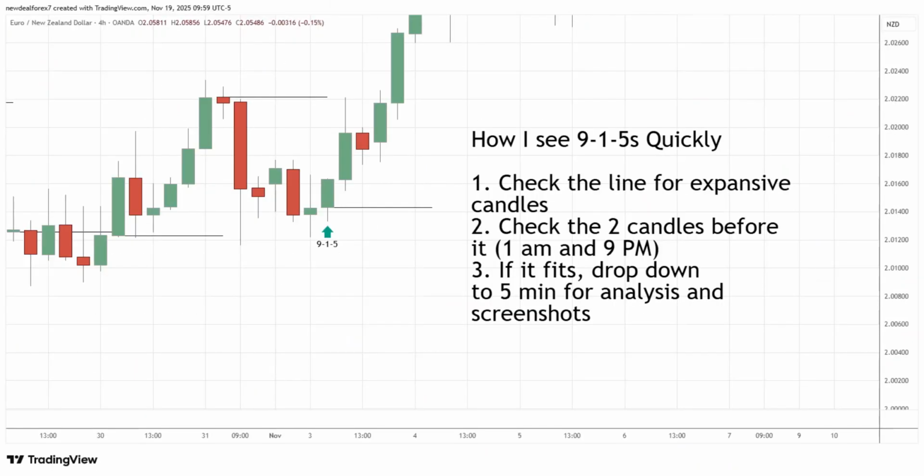Okay, there we go. So right here, here's one. This black line means this is 5 a.m. open price and it's expansion to the upside. Then I just check the 2 candles that preceded it. 1 a.m., 9 p.m. See how you got the range, price pokes below it. This is a doji, and then it expands to the upside. That's it. Very simple. And then if it fits the model, then I'll drop down to a 5-minute chart just for analysis and possibly to take some screenshots.